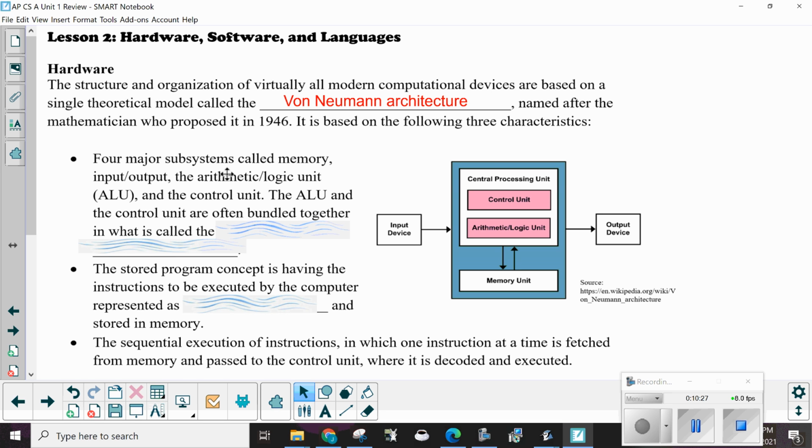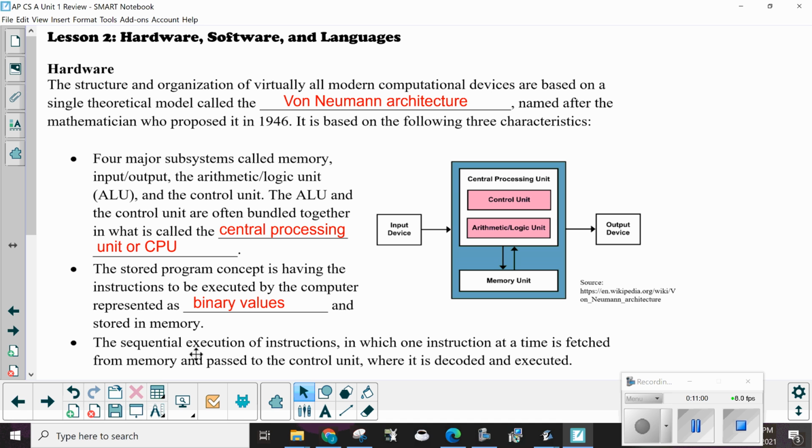Four major subsystems called memory, input-output, the arithmetic logic unit, and the control unit. That is something you do need to be familiar with. The ALU and the control unit are often bundled together and are generally called the central processing unit, or the CPU. It's the brains of the operation. The stored program concept is having the instructions to be executed by the computer represented as binary values, and those are stored in memory, right down here.